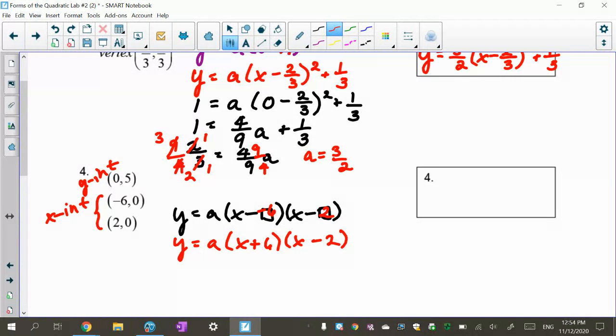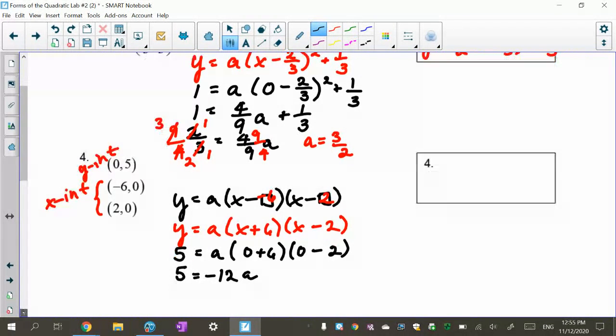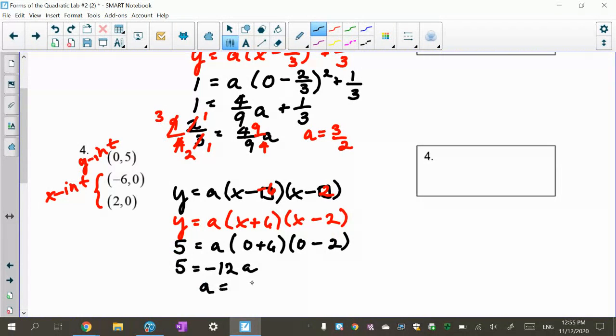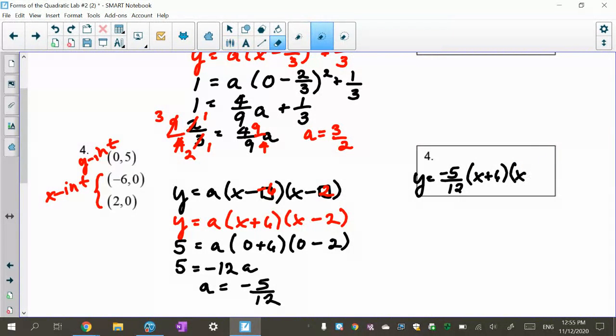Now I have one other point to throw in, (x, y). So I'm going to plug in the 5 for the y. And for the x, I can put zero, which makes this nice. So 6 times -2 is -12a. I just put it in front of the a. Divide by -12, a equals -5/12. And so this parabola is y equals -5/12 (x + 6)(x - 2). And again, you can always graph this to see if this works.